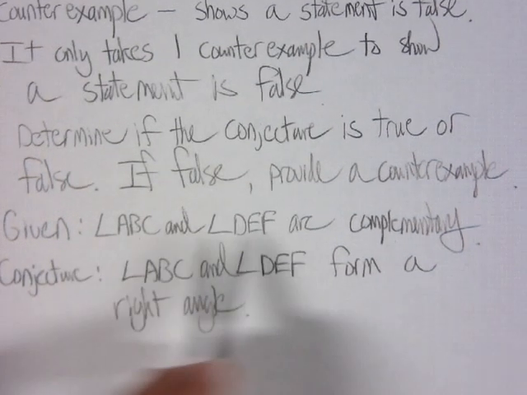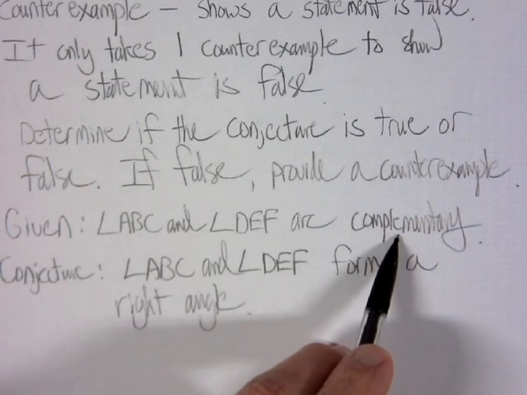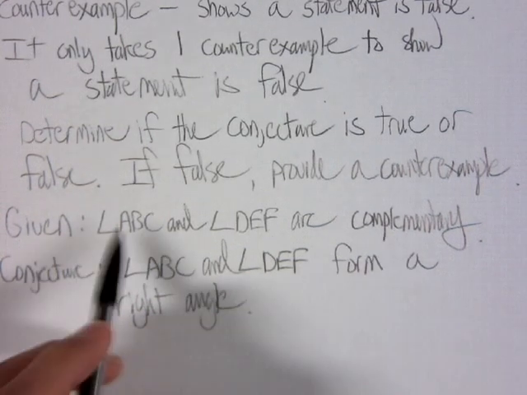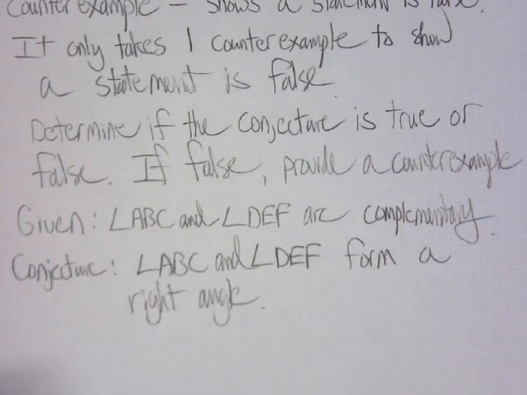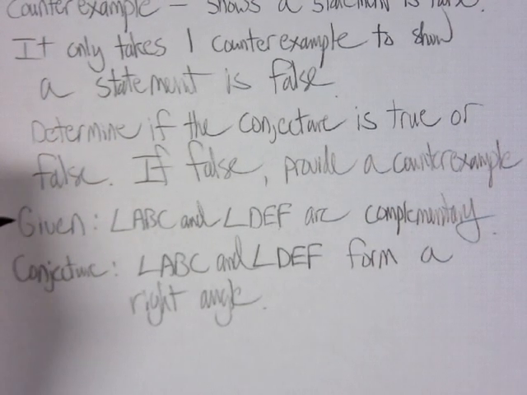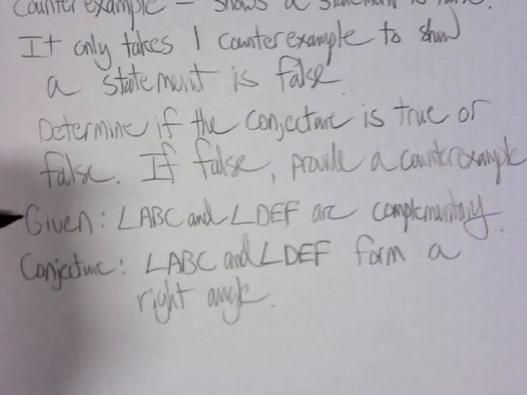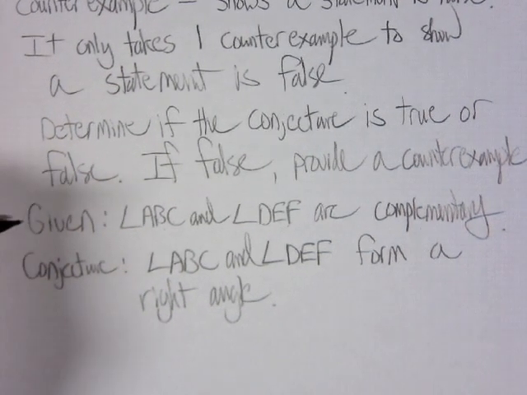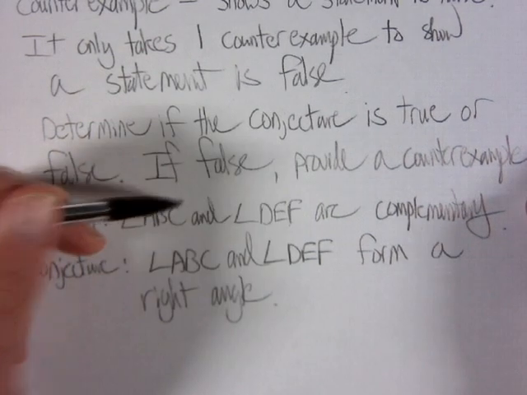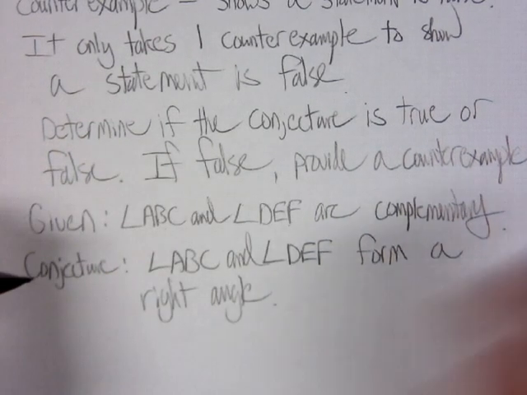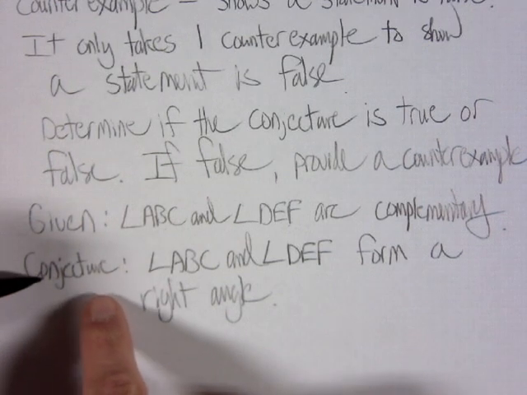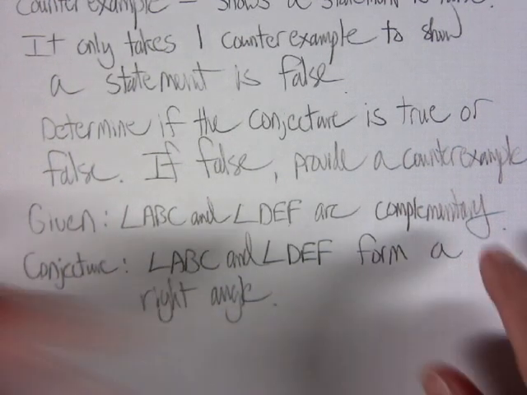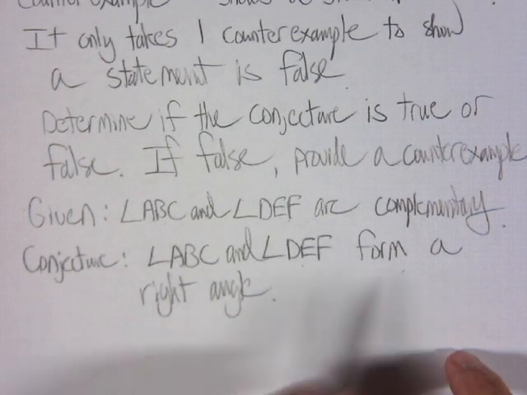These two angles are complementary, and of course we need to remember that that means that they add up to 90 degrees. Okay? So we know that these two angles add up to 90 degrees. The given information is the facts. Now, based on that, that these two are complementary, somebody comes along and makes a conjecture, right? The conjecture that they make is they come along and say, oh, well, if they're complementary, then that means that they form a right angle.